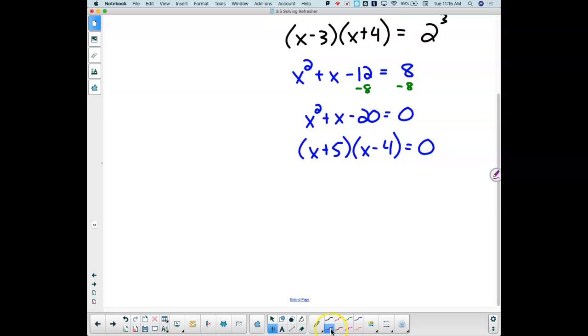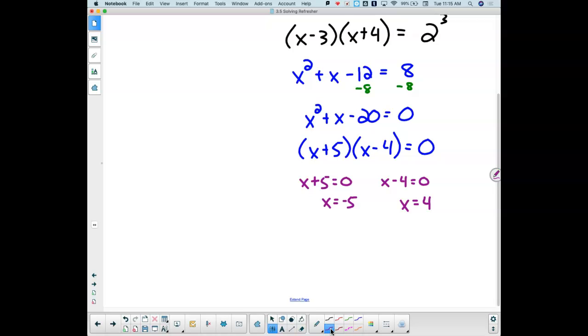Then I would say x plus 5 is equal to 0, so x is equal to negative 5. x minus 4 is equal to 0, so x is equal to 4. Yes?